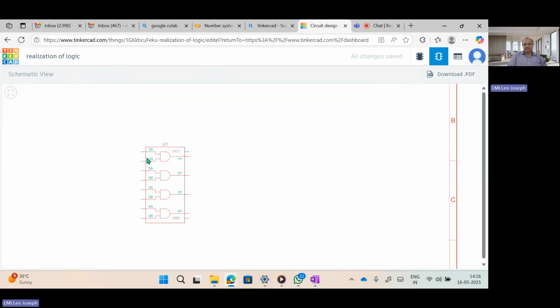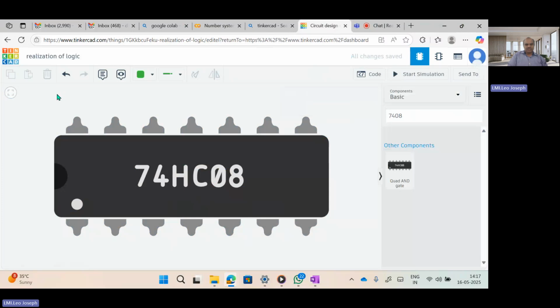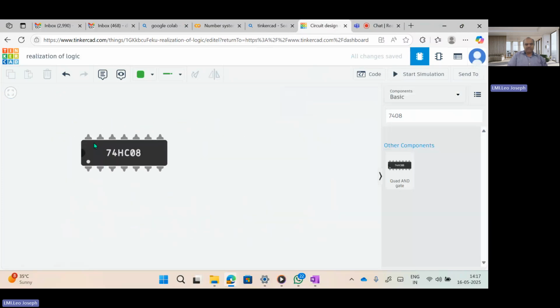But I am choosing these two ICs. So the IC pin numbers are 1, 2 is the input, 3 is the output. Similarly, 4, 5 is the input, 6 is the output, 7 is the ground, and 14 is the power supply. I think it is understandable. So what I am going to do is, I am going to check with the pin numbers. So this is first pin, second pin, third pin. This forms one AND gate. Fourth pin, fifth pin, and sixth pin. This forms another AND gate. So I am just going to check out what I am doing. So like this I am keeping.